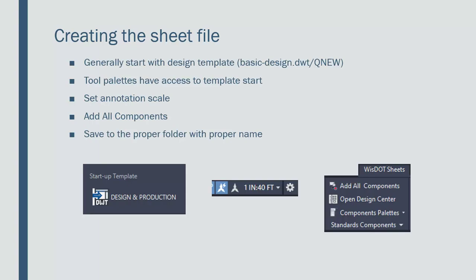So let's take a look first at how to create the sheet file. Generally, a sheet file is going to be started with a basic template. It's the template that is the default for design. In 2020, it's called the basic design.dwt. You could also use the QNew tool or the plus tool to start a file because those are the default starts. They pull that basic design template for you.